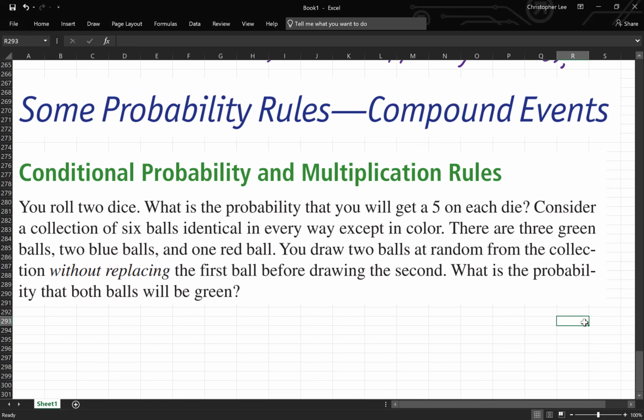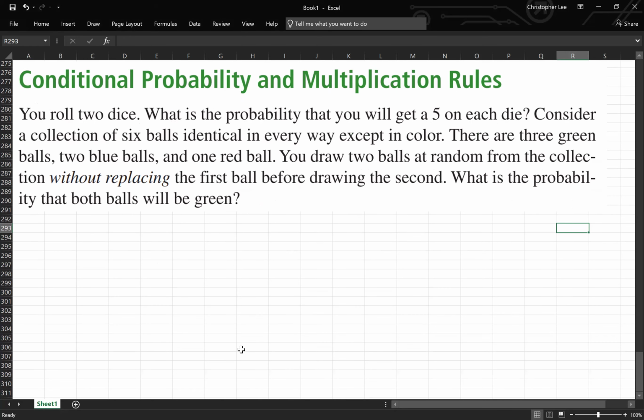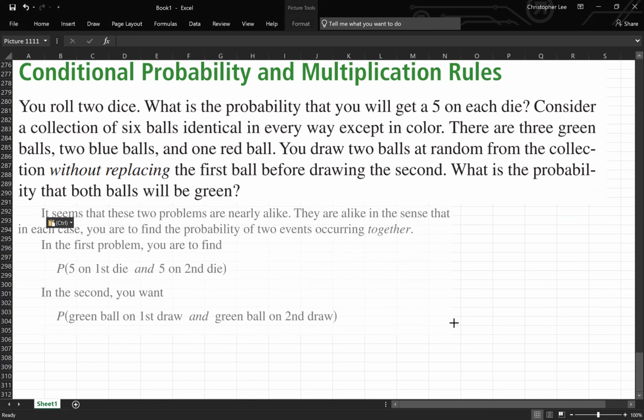So let's say you roll two dice. What is the probability that you will get a 5 on each die? Consider a collection of 6 balls identical in every way except in color. There are 3 green balls, 2 blue balls, and 1 red ball. You draw 2 balls at random from the collection without replacing them. What is the probability that both balls will be green? These are compound probability events. That's what we're talking about. Let's elaborate on this a little bit, and then we're going to look at some examples.